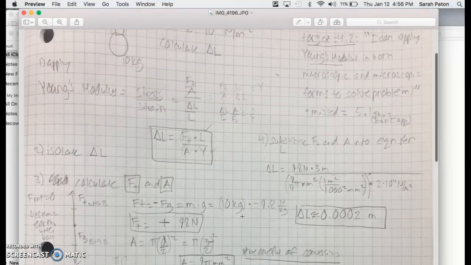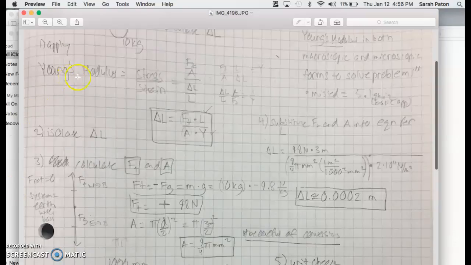Okay, so first what I did was I applied Young's modulus. Young's modulus is stress over strain, which is equal to the tension force over the area, divided by the strain, which is delta L, the change in length, over the length of the wire. And what I got was that the change in length of the wire is equal to the stress on the wire times the length of the wire over Young's modulus.